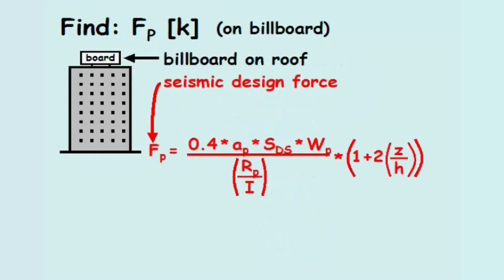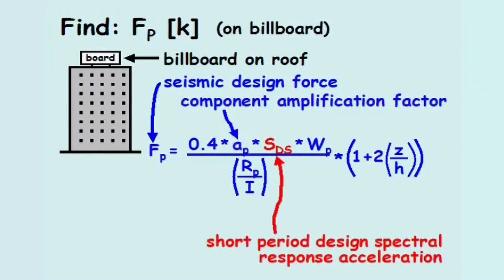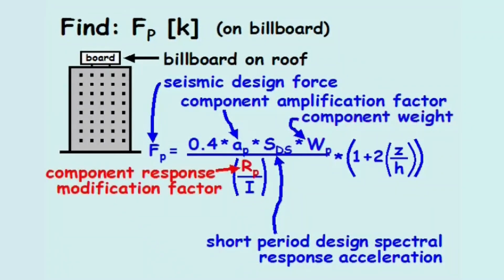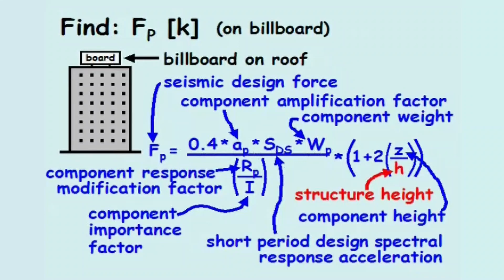The weight, the site class, and the short period spectral response acceleration are provided. The seismic design force on non-structural components, FP, equals 0.4 times the component amplification factor, AP, times the short period design spectral response acceleration, SDS, times the weight of the component, WP, divided by the quotient of the component response modification factor, RP, divided by the component importance factor, I, times the quantity 1 plus 2 times the component height, Z, divided by the structure height, H.